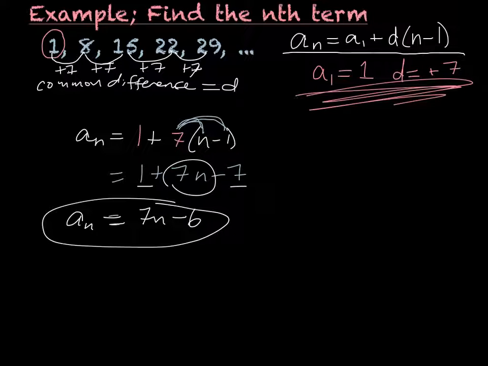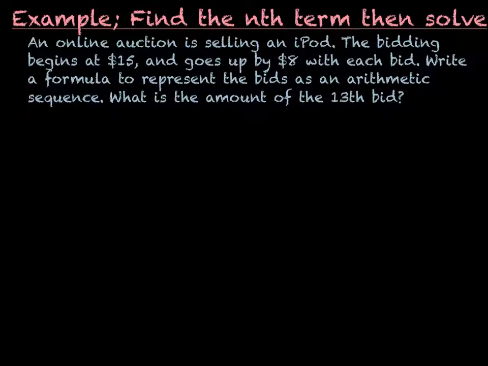This next one's a little bit trickier maybe because it's a word problem. An online auction is selling an iPod. The bidding begins at $15 and then goes up by 8 with each bid. Write a formula to represent the bids as an arithmetic sequence. Okay, so we know it's an arithmetic sequence, so I have to use a sub n equals a sub 1 plus d times n minus 1. I have to use that formula because it's arithmetic. What is the amount of the 13th bid? So then I need to find a sub 13. That's what that means. Okay, so that's at the end.